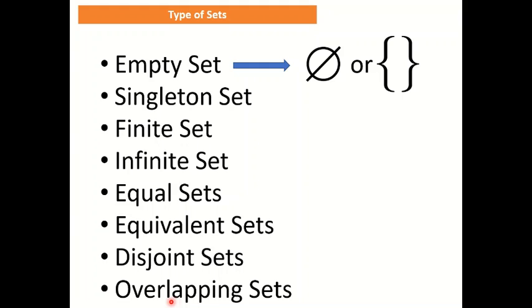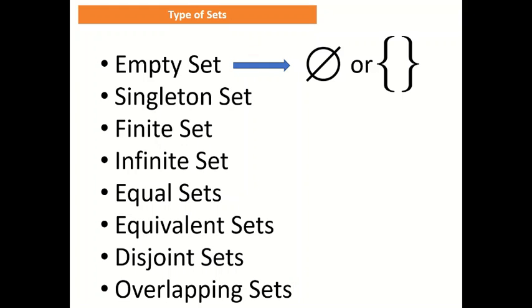Next is overlapping sets. In overlapping sets, at least one element should be common. Okay, in two sets, if any element is common, that is called overlapping sets. So set {P, Q, R, S} and the next one is set {R, S, T, U}. Okay, so there is something common. R and S are common, right? So it is called overlapping sets.